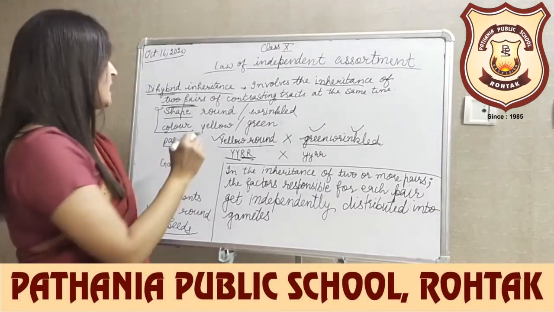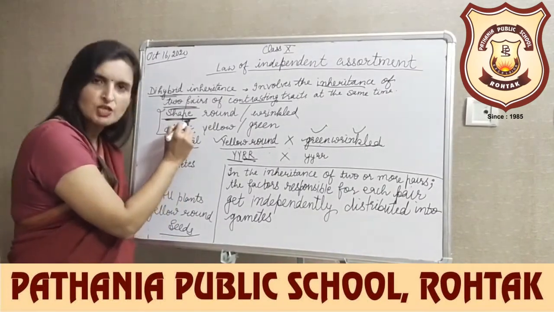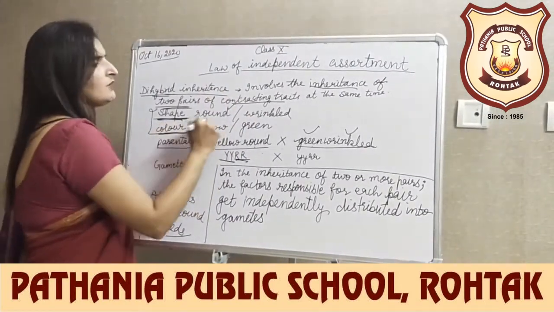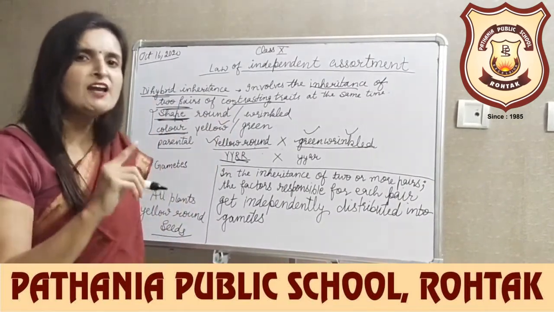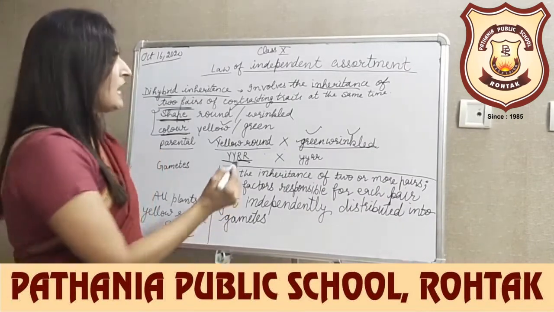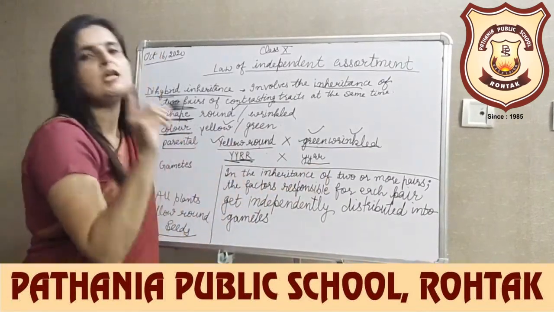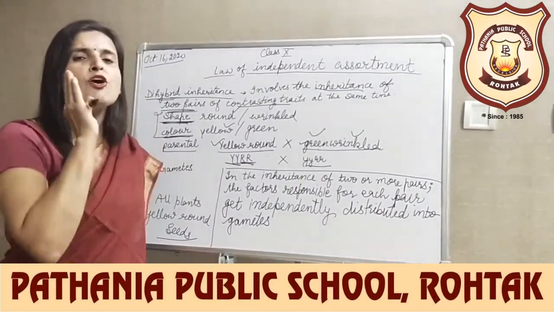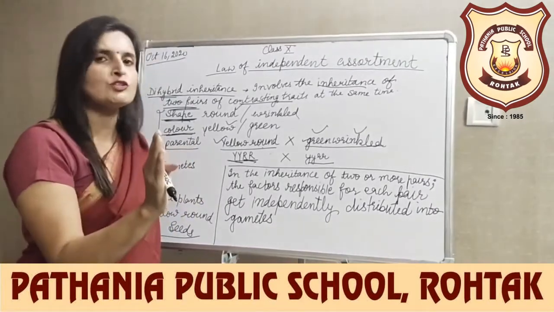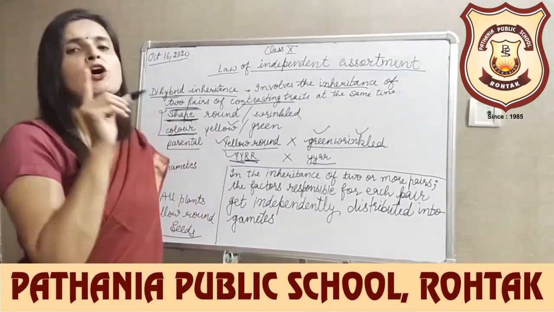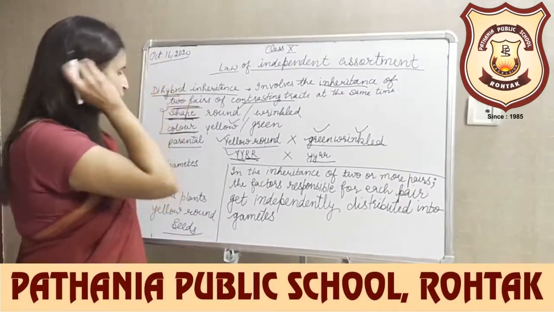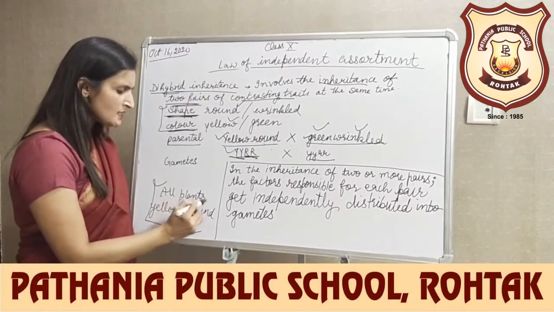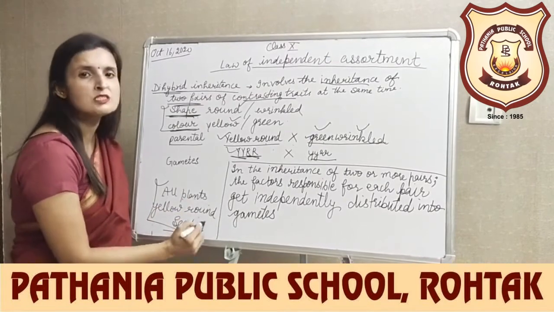So here you understand, when Mendel considered the shape, round is dominant, and in the color, yellow is dominant. While writing the cross, I'll only be writing the symbols. Mendel conducted experiments and observed the results on the basis of the phenotype. Genotype is written after observing the phenotype. So in the F1 generation, he observed that all plants had yellow round seeds.